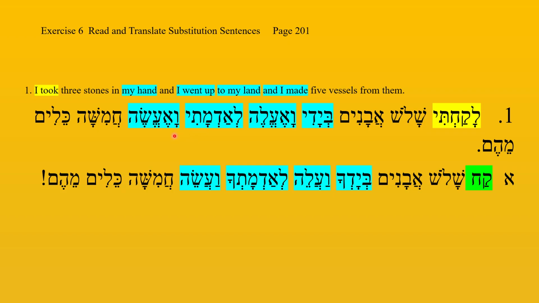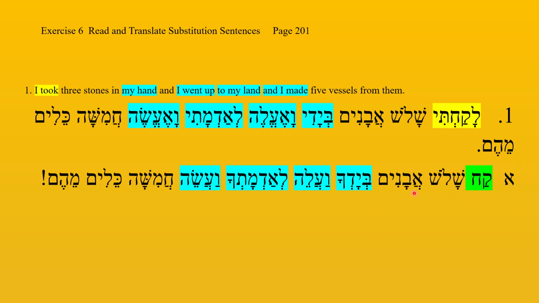and I made, remember, we're reversing the tense here because we have the vav in front of it, and I made 5 vessels from them.